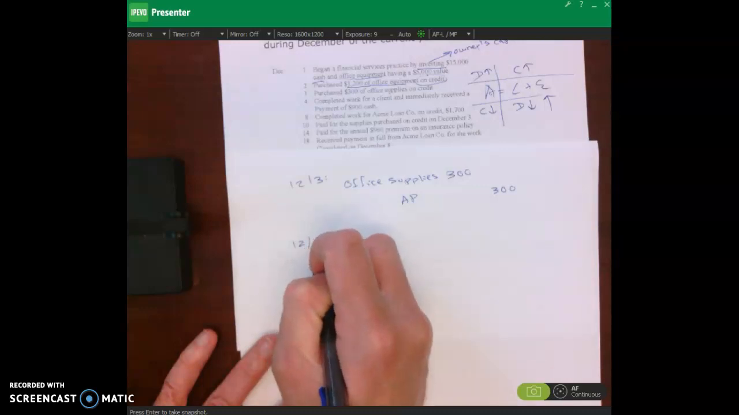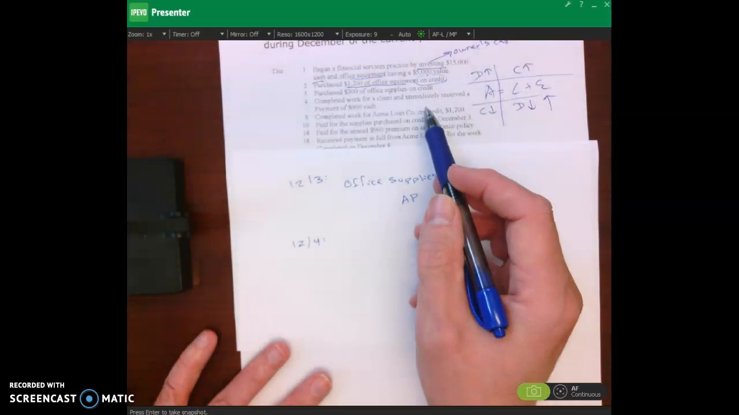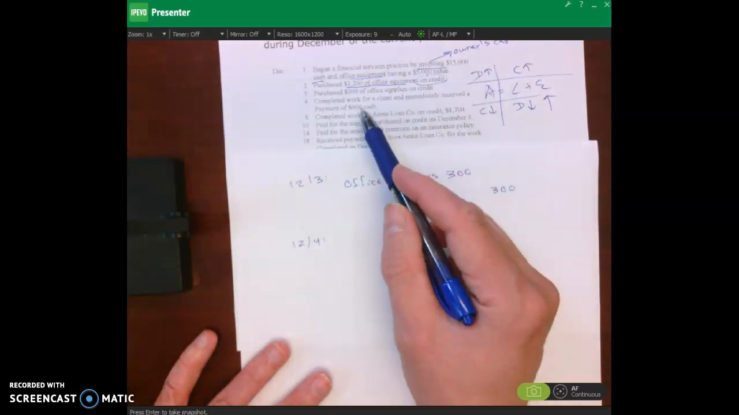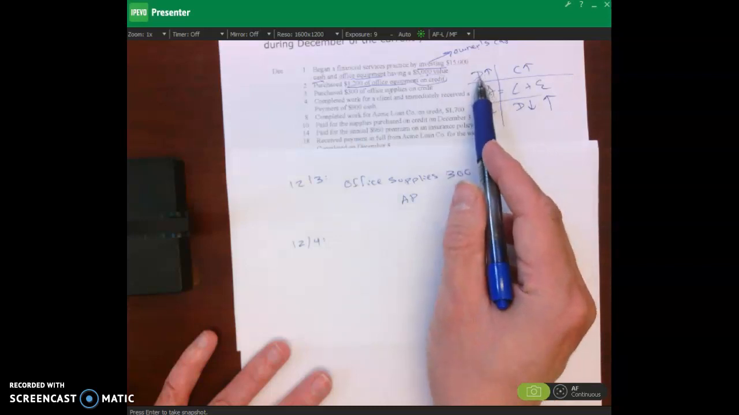Then I come over here on 12.4. Look at that one on 12.4. It says I completed work for a client and then immediately received payment of $900 cash. So let's think about that in terms of what's going on with the accounting equation. So I'm getting cash. Cash is an asset. I recognize that with the debit.